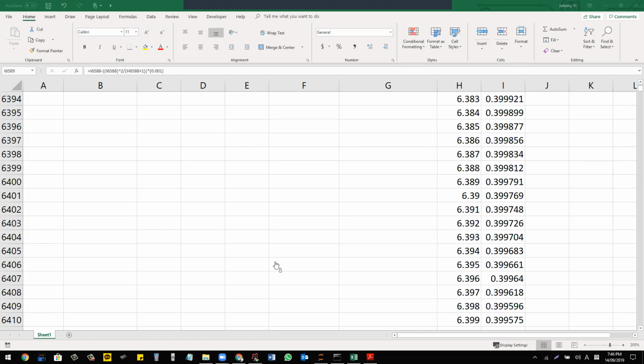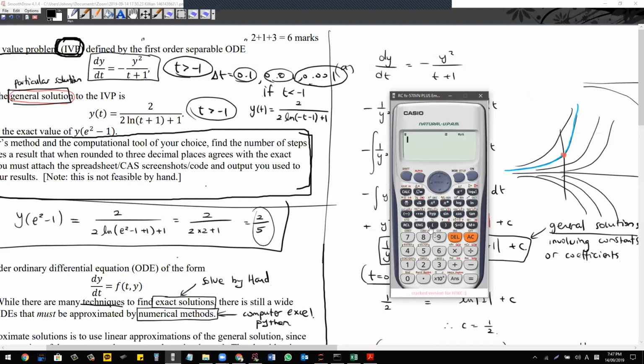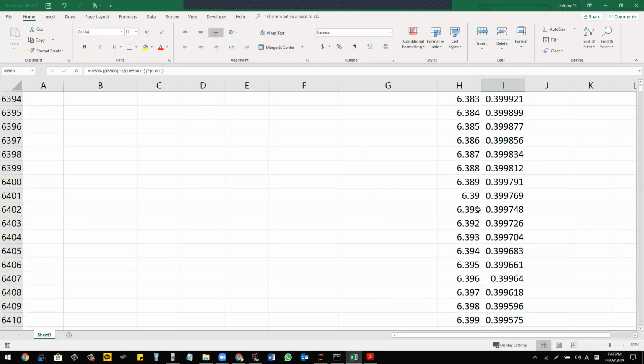Okay, so when we look at our value, if you type a to the power of 2 minus 1, you get 6.389. So we're going to go for 389 right here. So that's pretty close to 0.4, right? Yeah. So 0.4 was actually right there. So we're off a little bit.